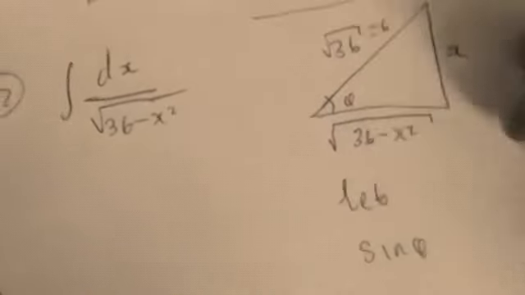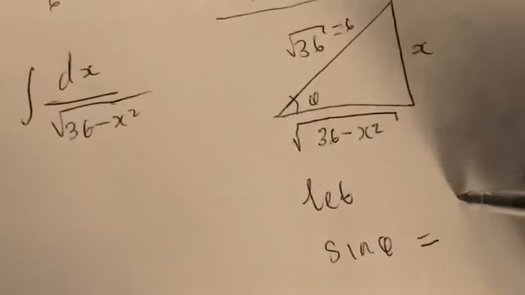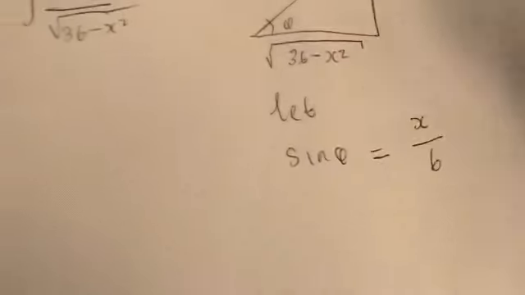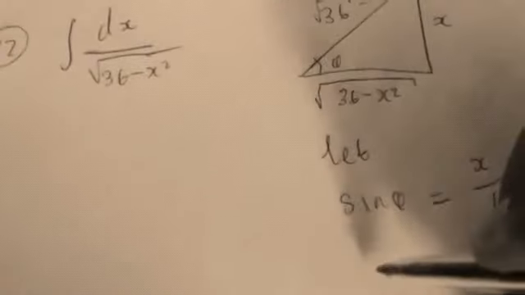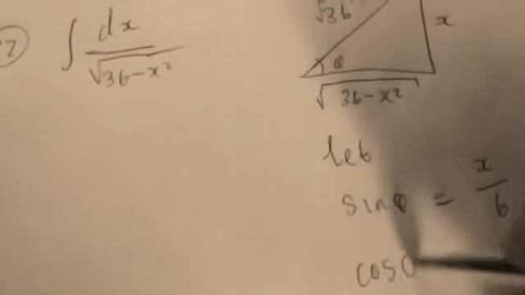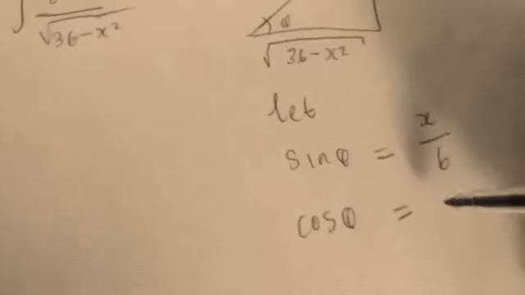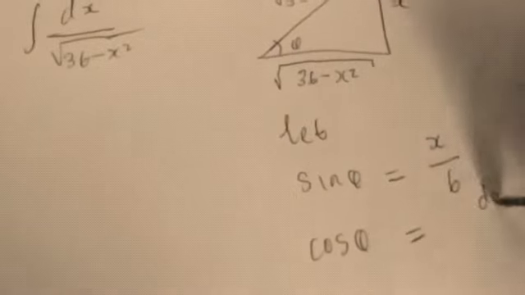sine of theta, which is opposite over hypotenuse, equal to x over 6. And then we differentiate this, we get cosine of theta d theta is equal to dx over 6.